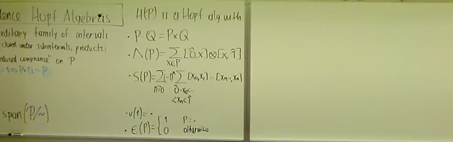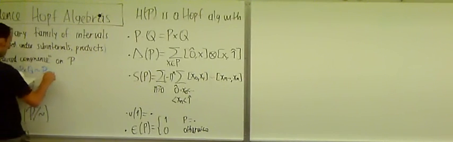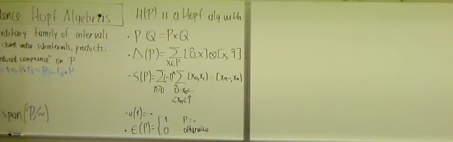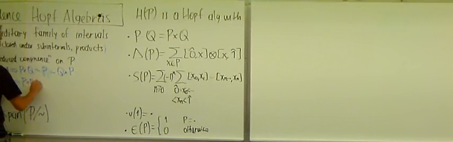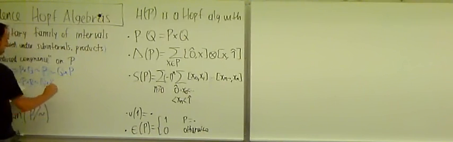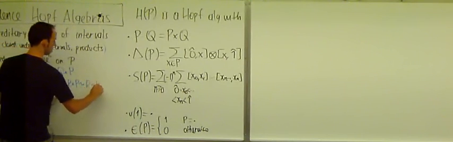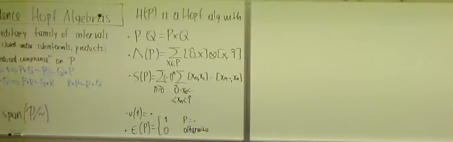It's an equivalence relation that satisfies the following properties. So if you have one of the elements of your family and it has one element, then P times Q is going to be equivalent to P, and it's going to be equivalent to Q times P. Okay. So that's one property. Another property is that if P and Q are equivalent, then P times R is equivalent to Q times R, and R times P is equivalent to R times Q. Okay?